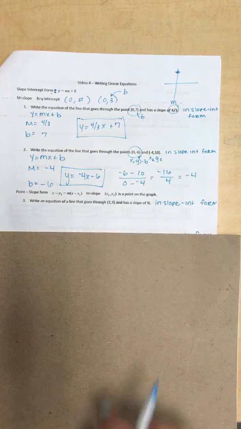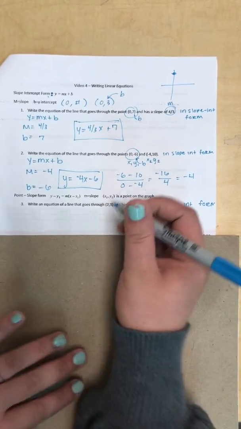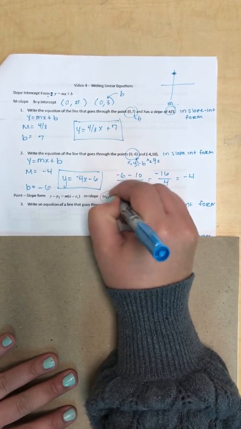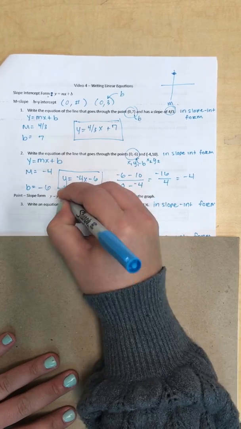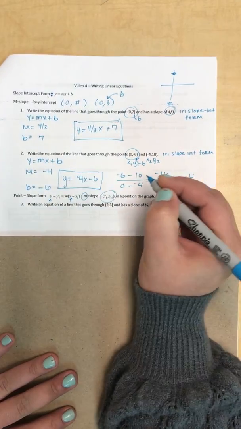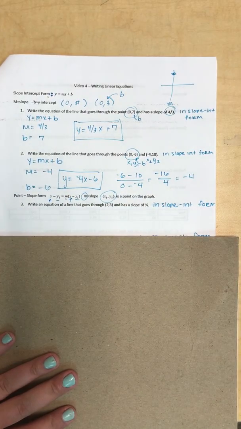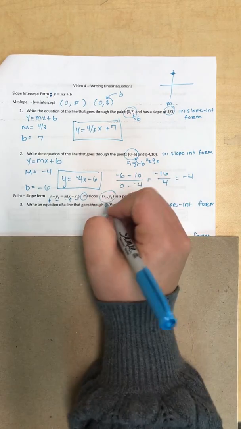All right, number 3, we're getting a little bit more difficult, so we're introducing a new form here. It's called point-slope form. The reason is because you're given a point and a slope, and you plug that into the equation. This y and this x will always be there. Everything else that I underlined here will get replaced with either a point or a slope.